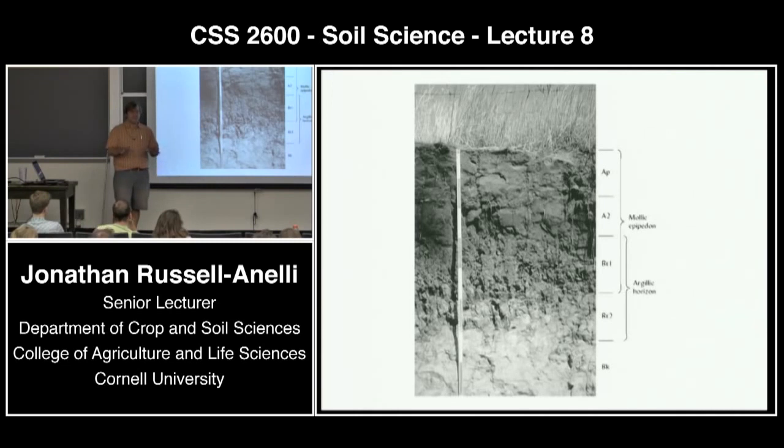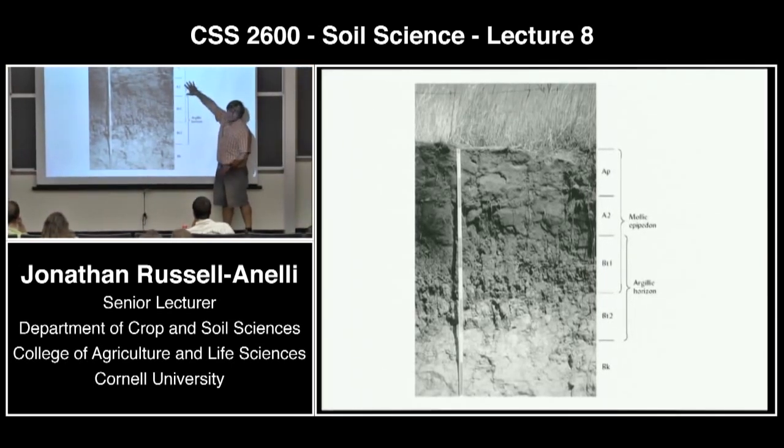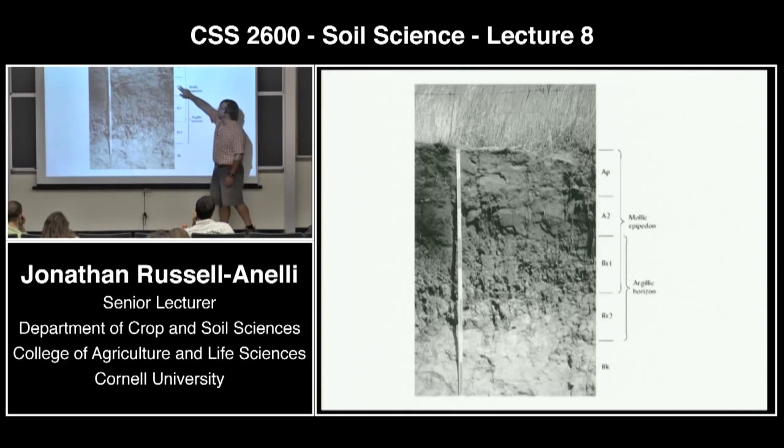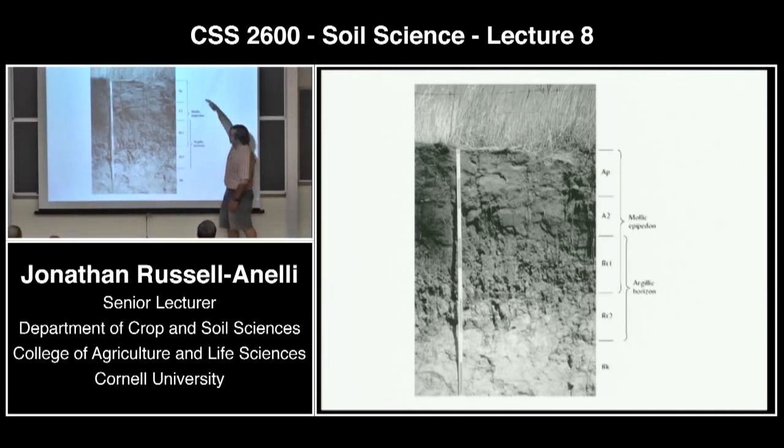So let's actually take a look at some of what these features look like. This is a mollic epipedon sitting on top of an argillic. You can see how they overlap each other. I've got a BT1 and a BT2. I've got an AP, an A2, old BW basically, or E. Actually, I don't remember what A2 is. It's the old nomenclature. But basically, we're looking at the mollic epipedon overlapping the argillic. Underneath it is a BK. This is diagnostic K.